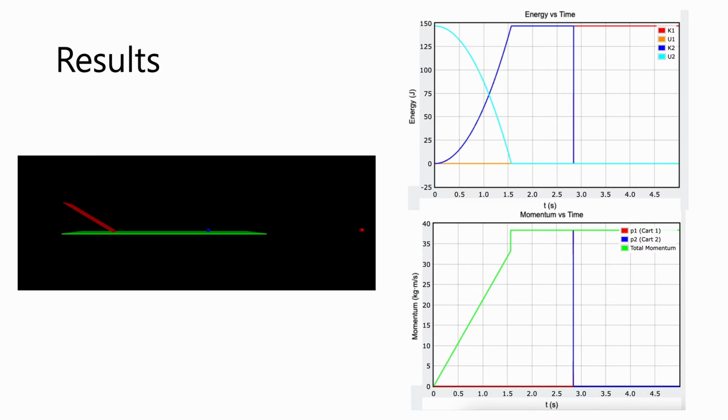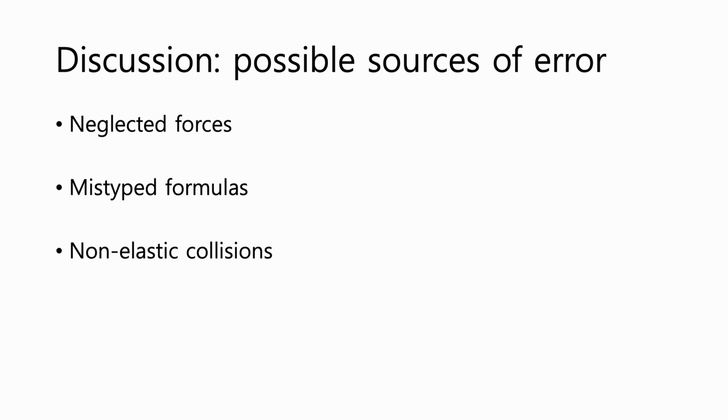And as you can see on the lower graph, the momentum is also preserved. The momentum increases while cart 2 is sliding down the slope, and cart 1 gets all the momentum while cart 2 stops, therefore making its momentum 0.